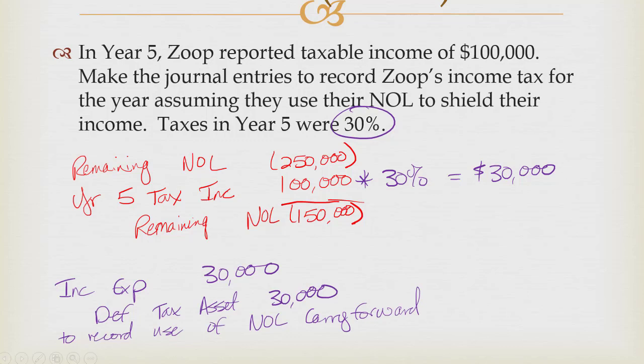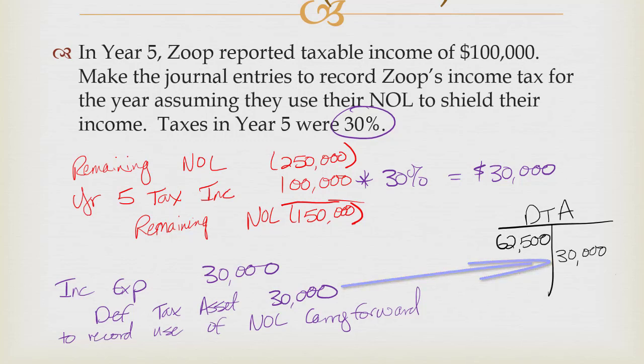Hopefully that makes sense. It's a pretty straightforward calculation, but please don't stop here. The last thing you need to look at is your T account, because we need to make sure that we're keeping track of what's in that deferred tax asset account. So we started last time with $62,500. Now I've used up $30,000. So I still have a deferred tax asset of $32,500.